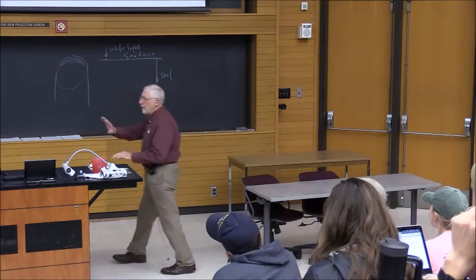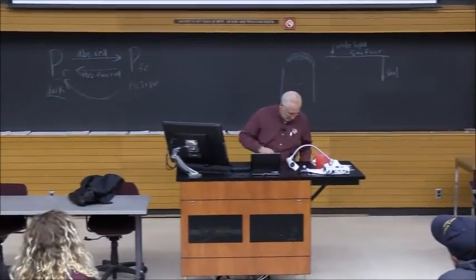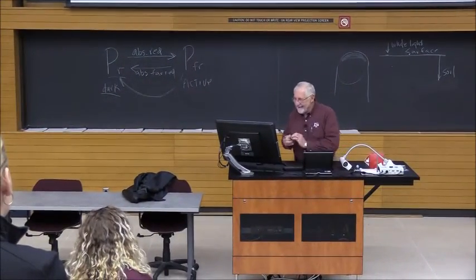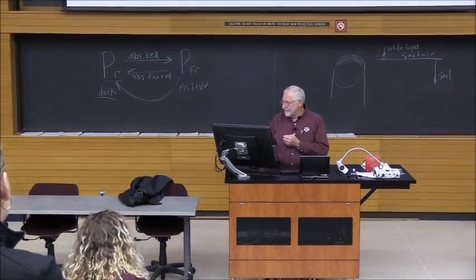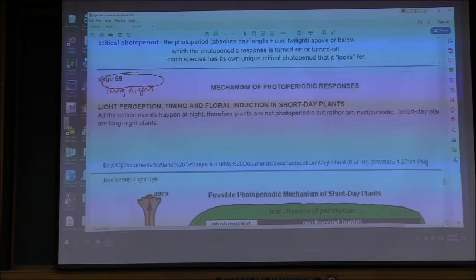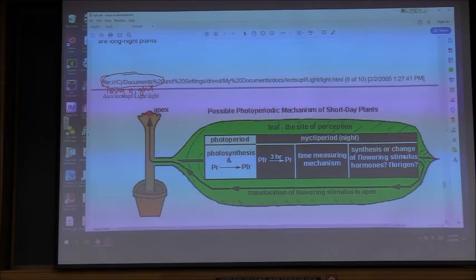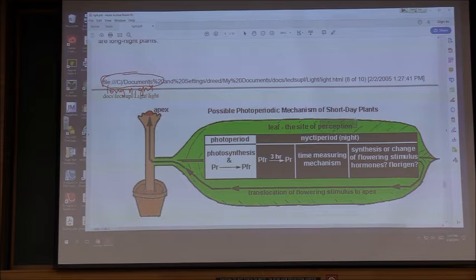You don't need to know the names in this table, but the kinds of things that photoperiod can manipulate. Turn to the next page. The part of the plant that measures light would be the leaves. We say leaves are the site of perception. Okay? It's in the leaves.